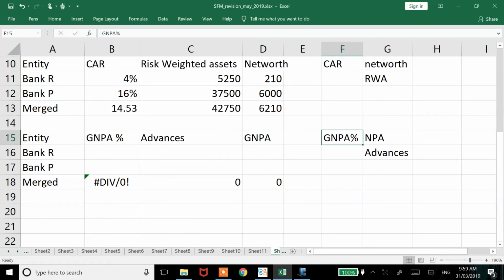When I multiply the second and third column, I should get the fourth column. That's the rule, and it has to be maintained. The question will have data, you can write it down and then get the answer. Entity, gross NPA percentage, advances and gross NPA.